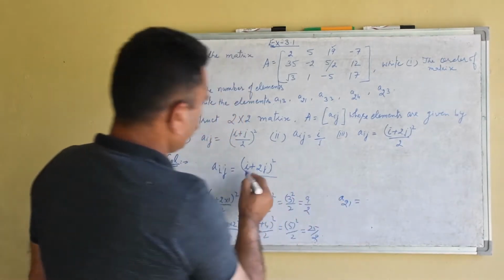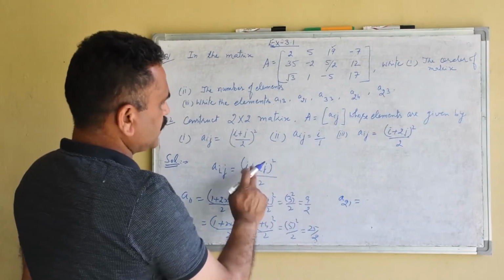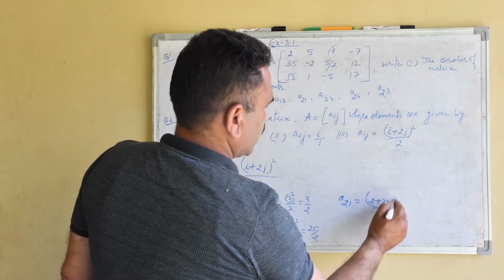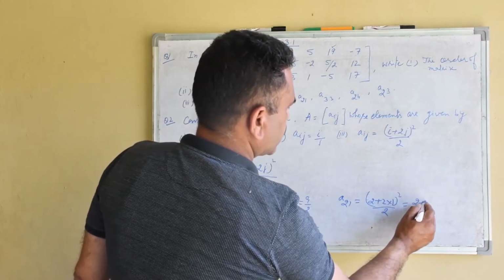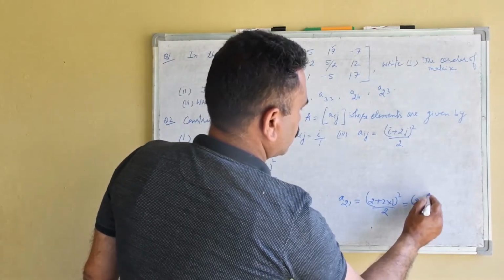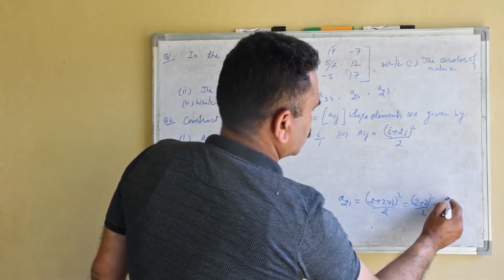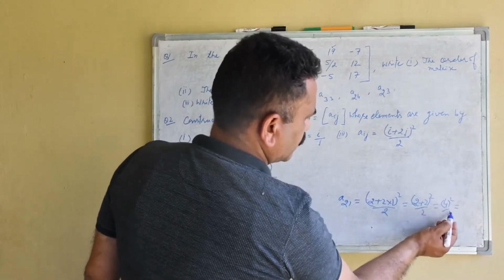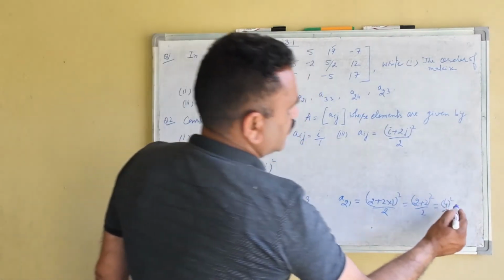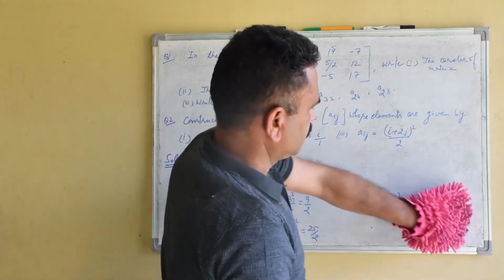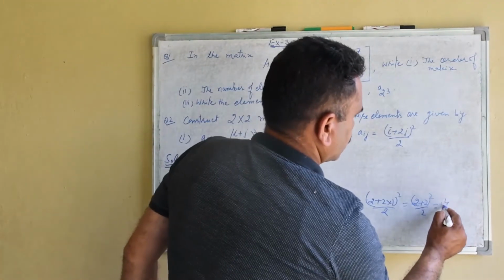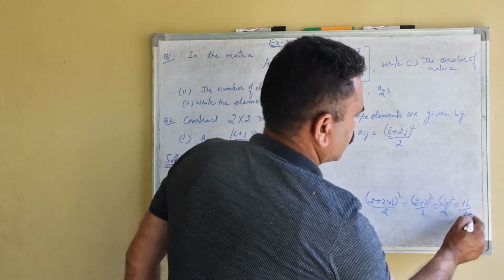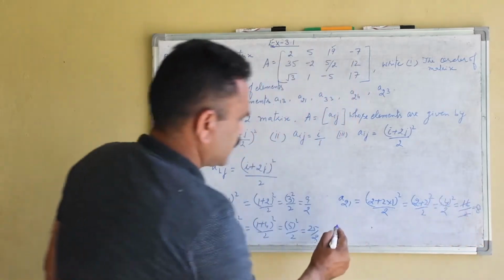A21, second row, first column: i is 2, j is 1. So (2 plus 2 into 1) and square of this, that is 4 square by 2. You may cancel this here, so 4 square by 2, that is 16 by 2, so this is equal to 8.